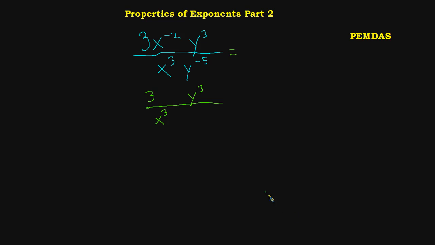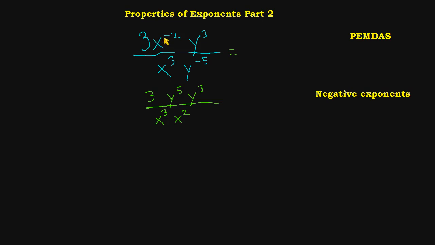Let's see. Then let's take the x to the -2 and move it down to the bottom and make it x to the +2. And take the y to the -5 and move it up to the top and make it y to the +5. All I'm doing is taking advantage of properties of negative exponents.